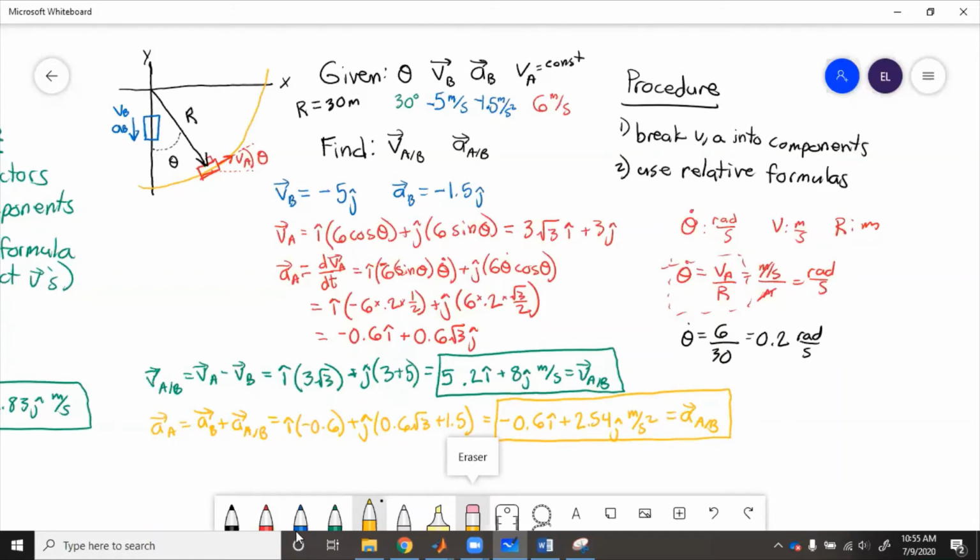So to summarize, in order to find relative velocities and accelerations, first we break each one into components. Sometimes to break it into components, we'll have to find the angle and use sine and cosine if it's not going straight. And then once you find the components, you just subtract them using the relative velocity formula to get the answers.